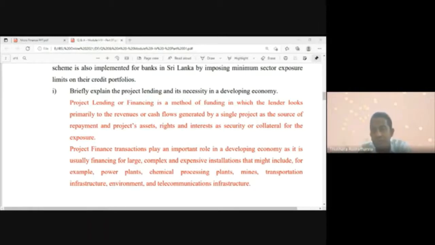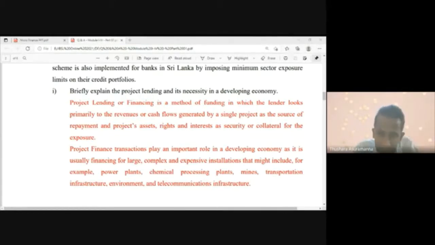That you need to include specifically, because current cash flows, if you take day-to-day cash flows, we take as cash flow based lending, but more or less working capital financing. So in project lending, we can mention the primary source is revenues and cash flows generated by the project in future. So projected cash flows, future cash flows, that we need to bring here as a describing point. That's correct.